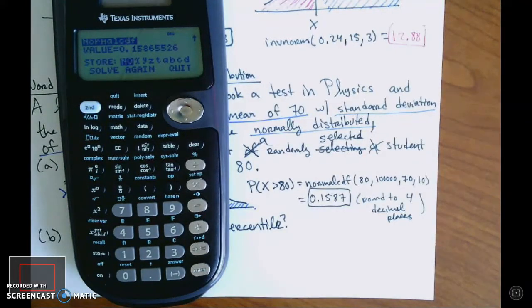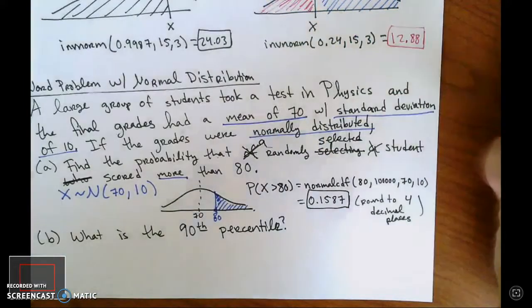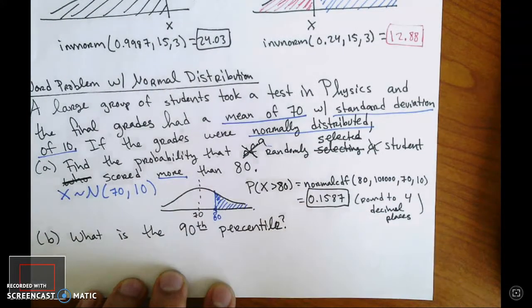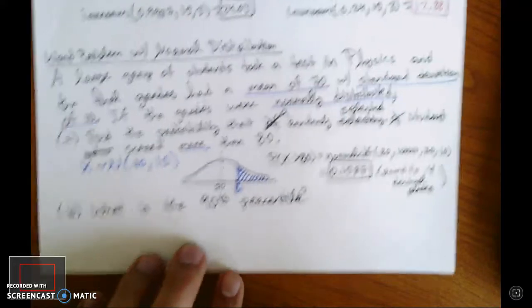Okay, and that's what we get. That's the probability. So the probability that I obtained someone who scored above an 80, right, is about 15 or 16%, right? That's what we get. All right. Okay, now this problem.